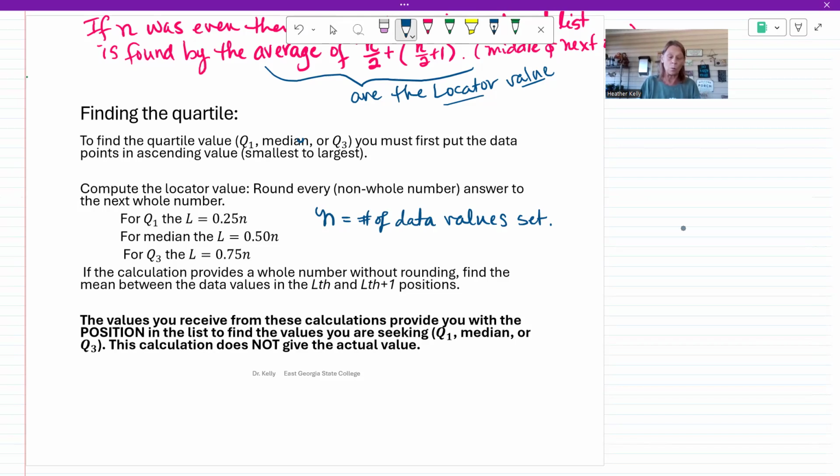The median is 0.5, half. Q3 is 0.75, 3/4. Okay, it tracks with what you already know about how fractions work. So hopefully you can lean on that.